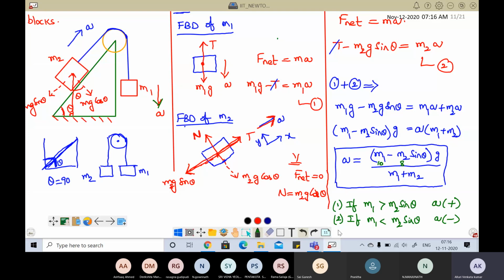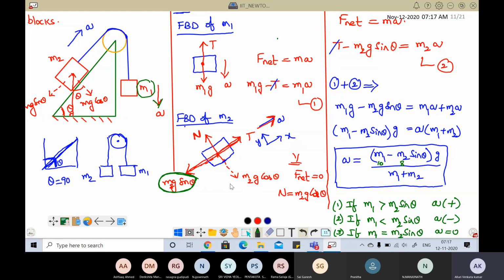Okay, and the third result is, suppose m1 is equal to m2 sine theta, then what will be the acceleration? 0. It will not move. So everything depends on these two values, the mass m1 and the component of m2 along the inclined plane, which is equal to m2 sine theta.